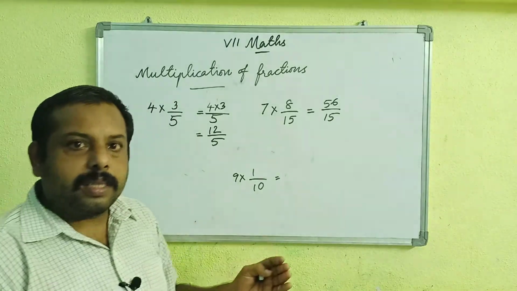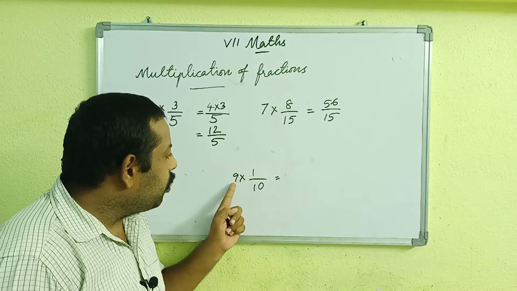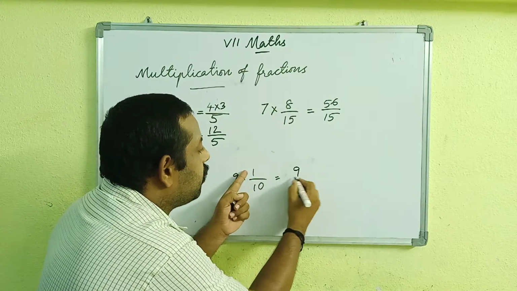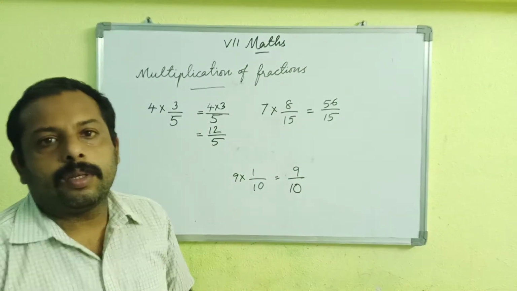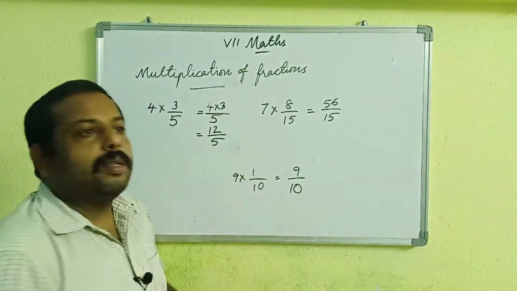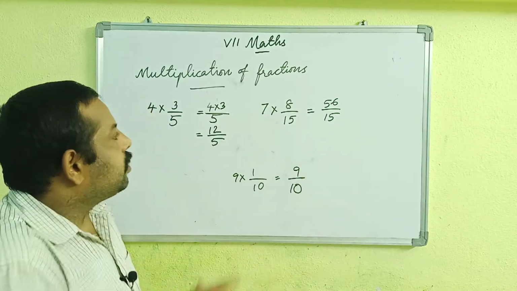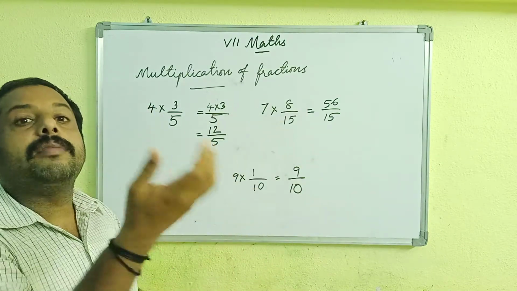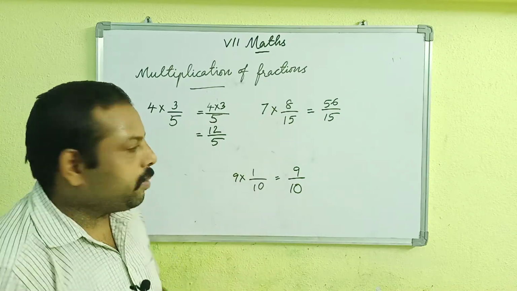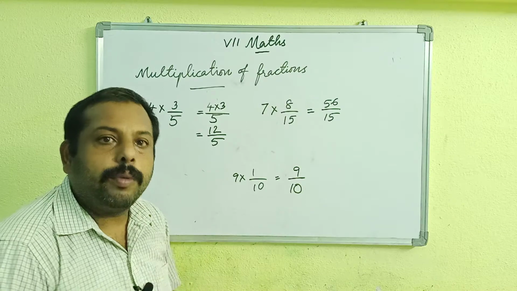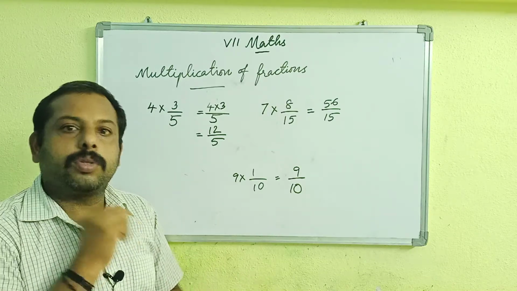Do you find it very easy? Okay. 9 multiplied by 1. See, whole number by numerator. 9 by, what is the denominator? 10. So this is the way of multiplying a whole number by a fraction. So when it is a proper fraction or improper fraction, whatever it may be. Now let us see how you will multiply a whole number by a mixed fraction. That is also to be learned.